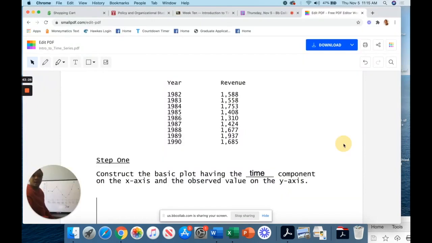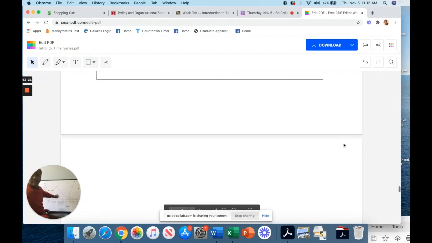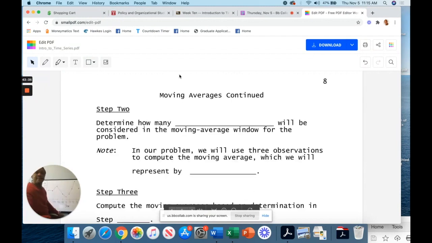All right, step one, step two. Make sure you keep that diagram there because we're going to need that. So now step two, determine how many observations will be considered in the moving average window for the problem. In our problem, we're going to use 3 observations.